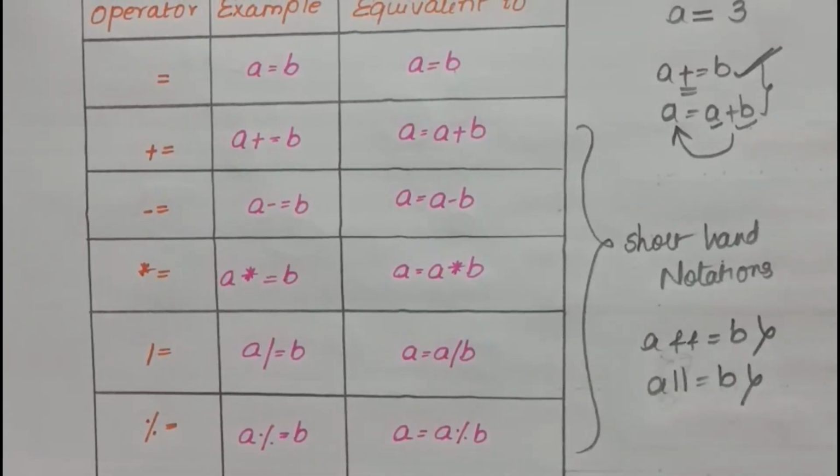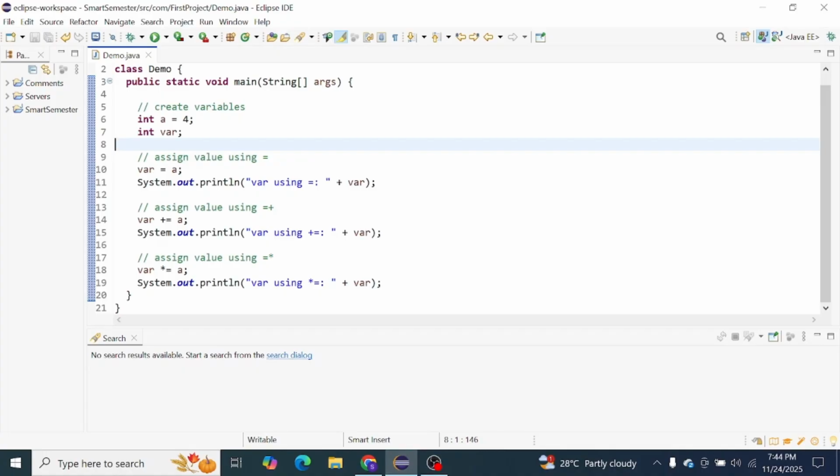Let us see a small program illustrating these assignment operators. Here you can see a small program illustrating the assignment operators in Java. We have declared a variable a and assigned the value 4. Here we are trying to assign the value of a to the variable var. So when we use equals to, it will print the variable value as 4. And in the second case, we are using plus equals to. It is the shorthand notation of var equals to var plus a.